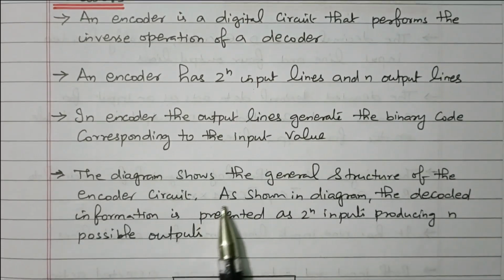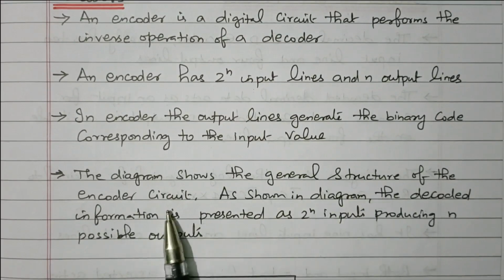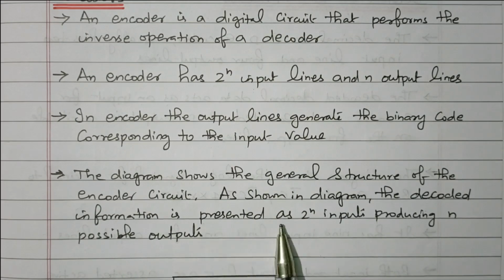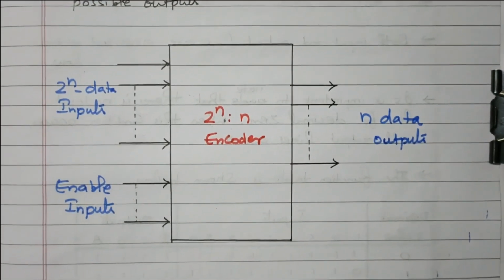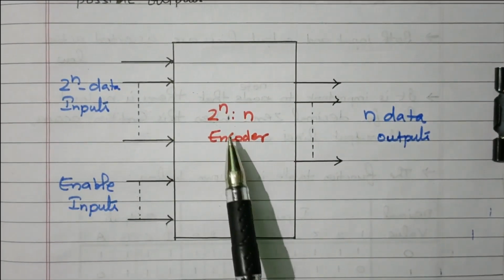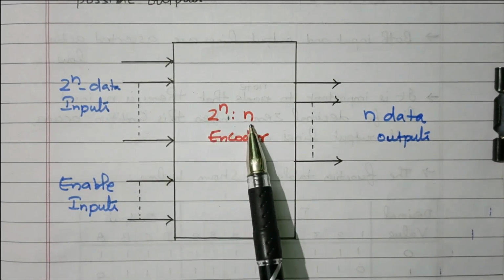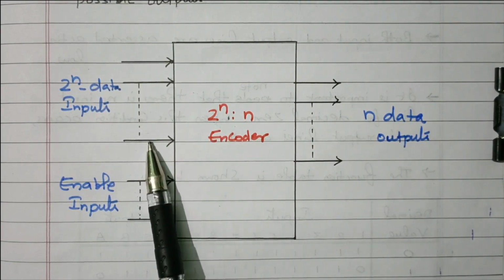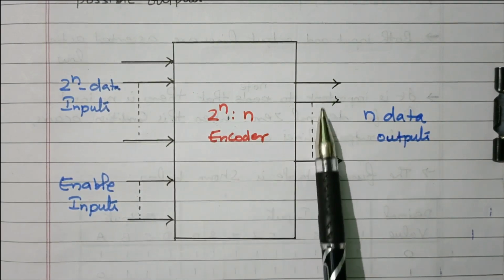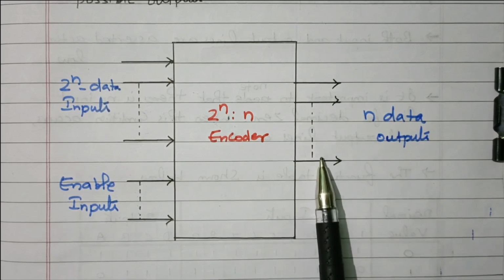The diagram shows the general structure of the encoder circuit. As shown in the diagram, the encoded information is presented as 2 to the power n inputs producing the possible outputs. Now we'll see the block diagram. So this is the block diagram of the encoder. 2 to the power n inputs, n outputs. So these are the possible 2 to the power n input lines. This is the possible n data output lines.